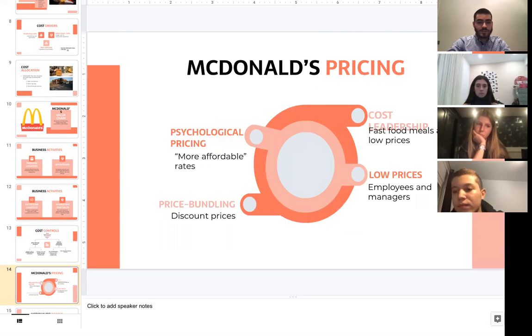So, McDonald's pricing. McDonald's has been successful at employing a cost leadership strategy by offering fast food meals at low prices. Its prices and costs have been kept low by hiring and training inexperienced employees instead of trained cooks and hiring only a few training managers. By using price bundling with psychological pricing, the company offers meals and other product bundles at discount prices, establishing rates that appear to be significantly more affordable instead of rounding off to the nearest dollar.